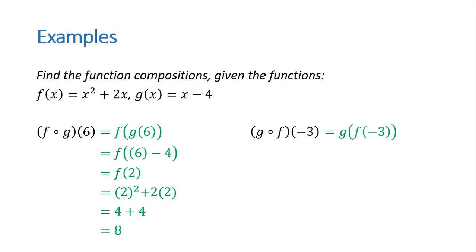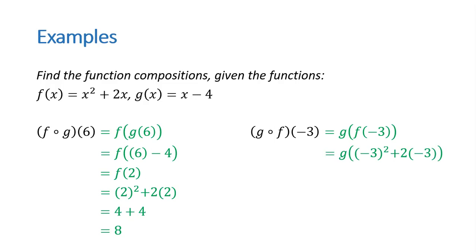So f of negative 3 is now being plugged into g. So we start on the inside, f of negative 3. So now we're using the rule for f first, and we're going to disregard g for a minute. We're just worried about what f of negative 3 is. So I go to my rule for f, we square, we multiply by 2, we add them together. So that's going to be g of whatever f of negative 3 is.